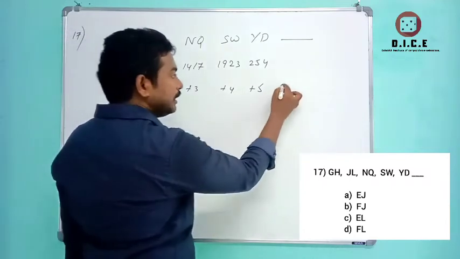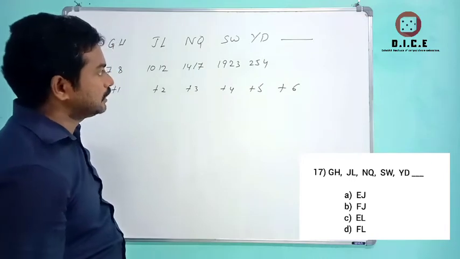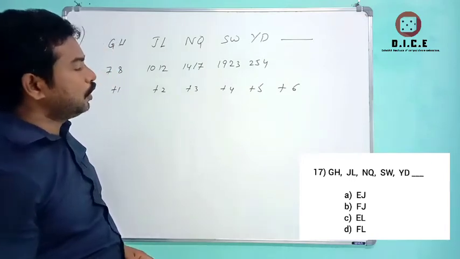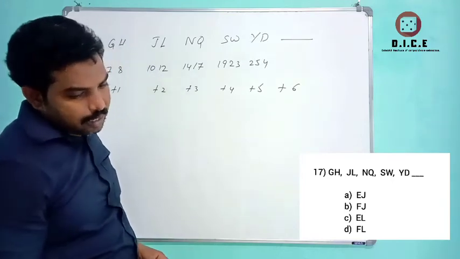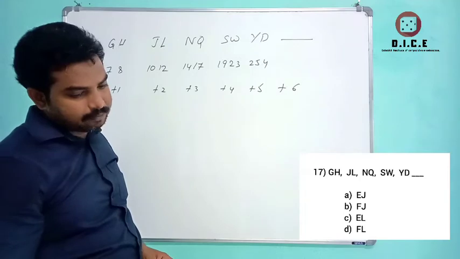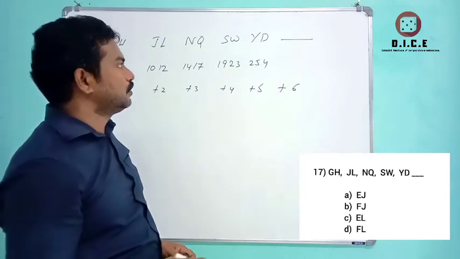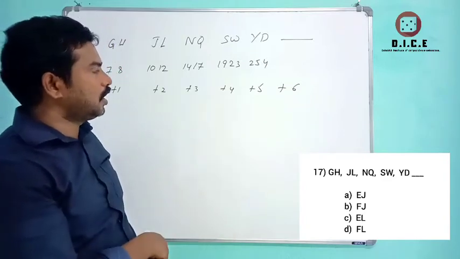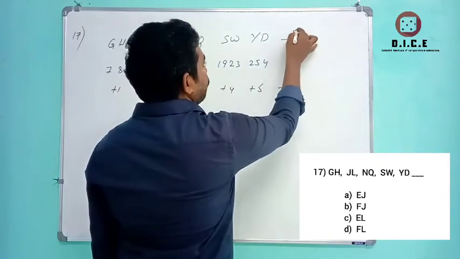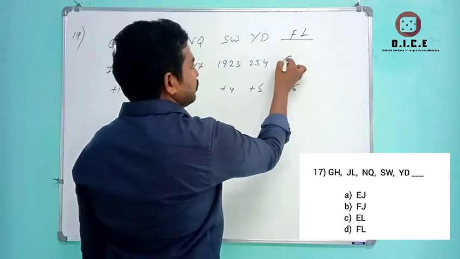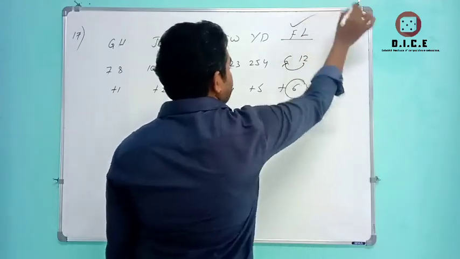So you have to find the gap of plus 6 between the two letters. So in your options, you can find EJ, FJ, EL and FL. So you have to find EL, FL. If you see the gap of the options, EJ, FJ, EL and FL, if you place here, FL is your option. What is the number for F? 6 and L is 12. What is the difference of 6 and 12? That is 6. So your answer is nothing but FL.